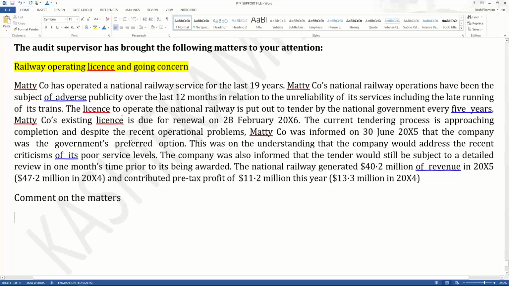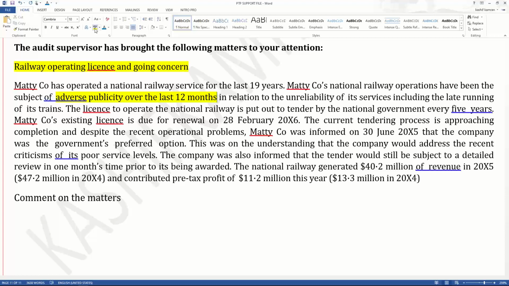The company has operated a national railway service for the last 19 years. The company's national railway operations have been subject to adverse publicity in the last 12 months. Is that a strange event for the business? They're running a rail service for the last 19 years, but they have been subjected to adverse publicity in the last 12 months. So can adverse publicity bring a doubt on your going concern? Can it affect your reputation? Can it affect your goodwill as a company?